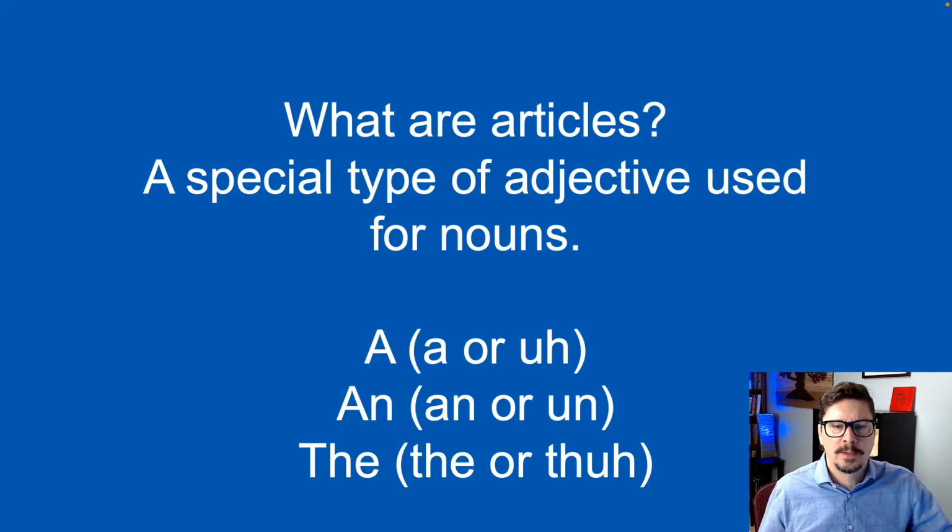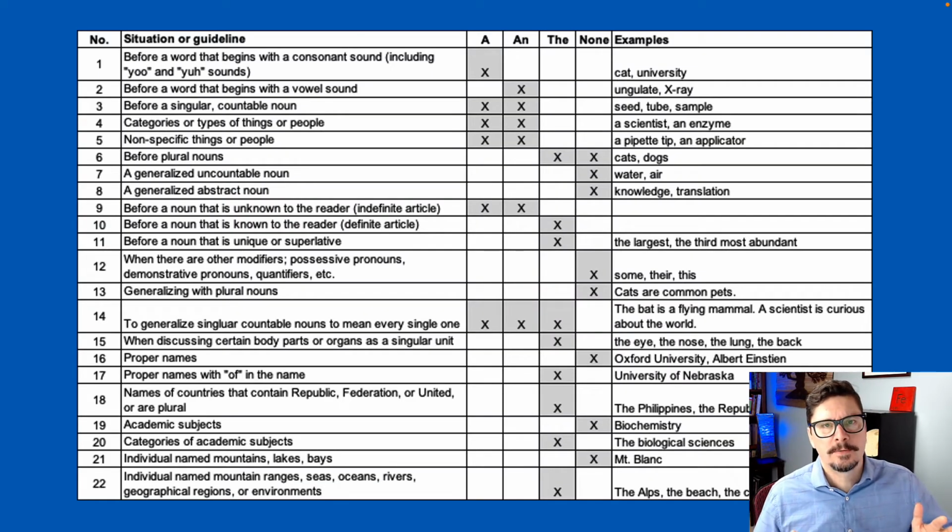A is pronounced "a" or sometimes "uh," an is pronounced "an" or sometimes "un," and the is pronounced "the" or sometimes "thee." Now here is the set of 22 rules, and I'm going to back off and not say that they're rules, but they're more situations or guidelines in which you need an article or don't need an article.